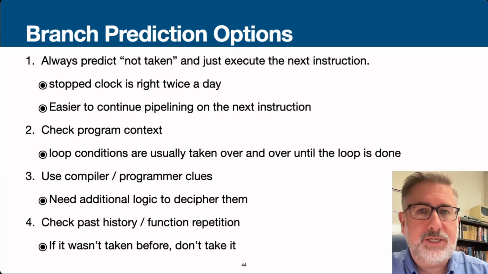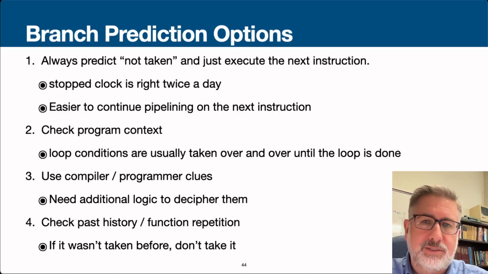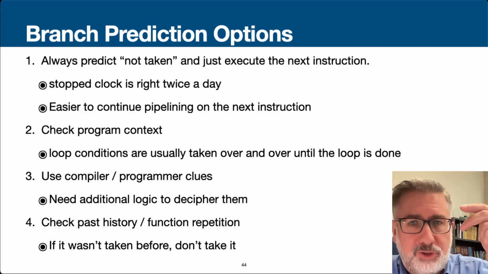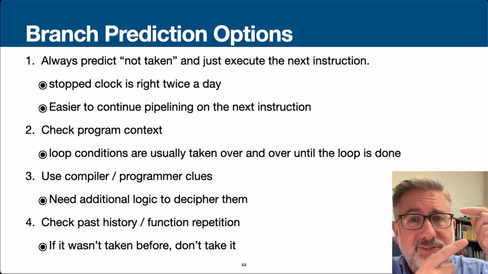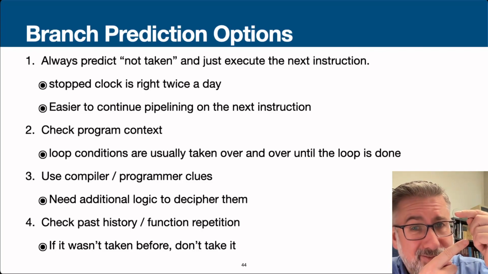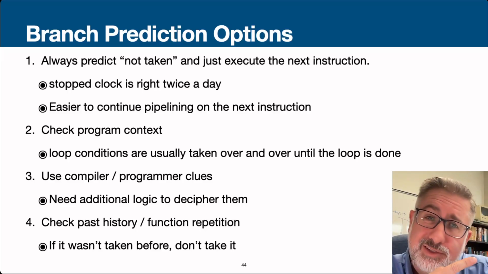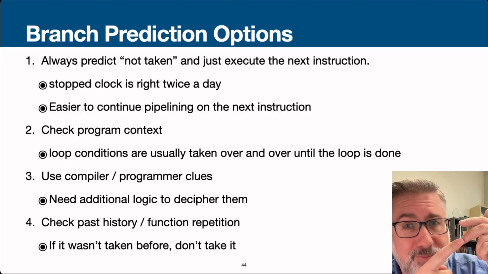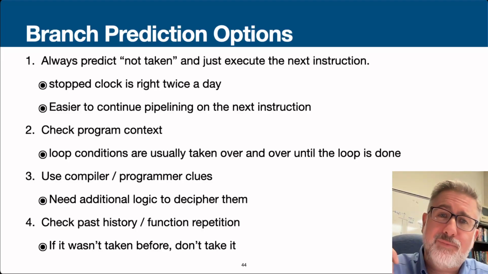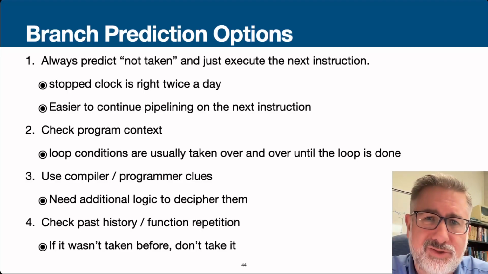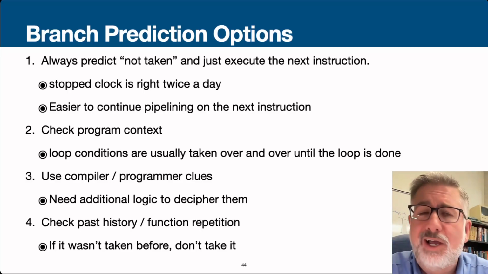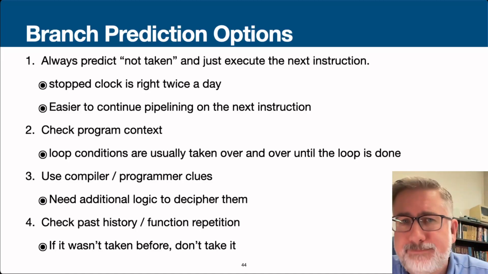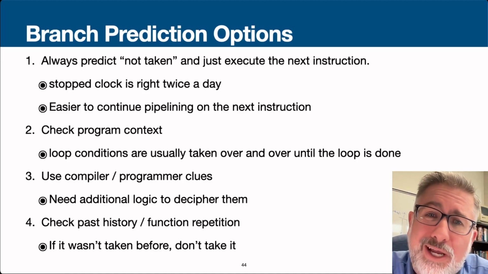So what do we predict? We can start by making some naive assumptions. We can always predict no, and just load the next instruction after the branch, right? Because if we take the branch, we go somewhere else. If we don't take the branch, then we just execute the next instruction after that branch instruction. So we could always just start predicting the next instruction, and that's going to do okay, because a lot of the time we don't take a branch, and then we just carry on with what we're doing, right? It's the stopped clock is right twice a day kind of a thing.